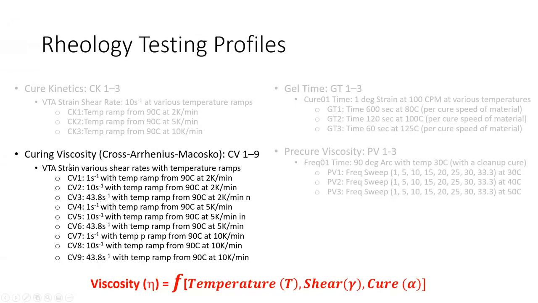So we're running the cure viscosity with this equipment. We have to do a sweep of various shear rates at various temperature ramps, and what we get as feedback is the viscosity changing as a function of temperature and shear, and of course, as the temperature increases enough to kick in the cure system, we see this viscosity change with cure. So we run the set of 9 tests, CV1 through 9, under this characteristic.